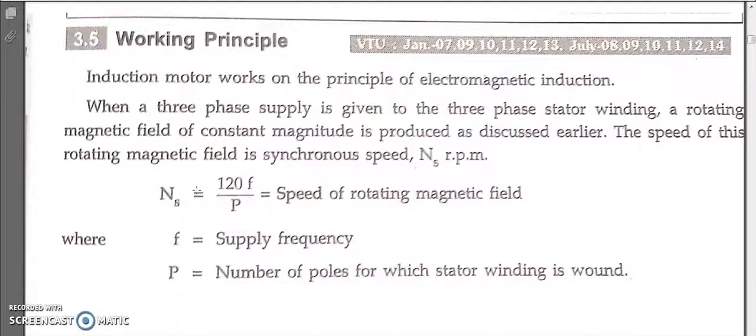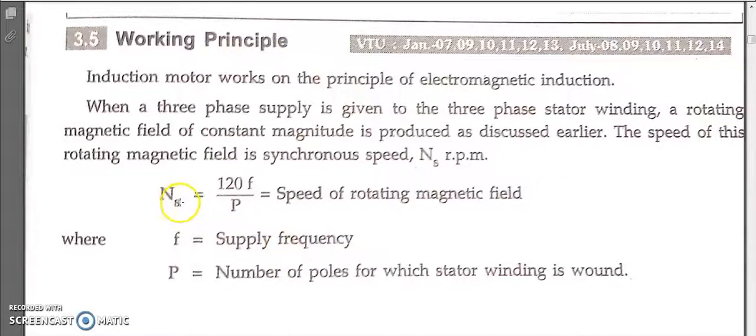So let's see the working principle of your three-phase induction motor. Remember, there are two speeds in your motor. One is your synchronous speed that exists in the stator part, whereas the other you can call the rotor speed, the speed that is present in your rotor part. So ns is present in the stator part, whereas n is present in your rotor part.